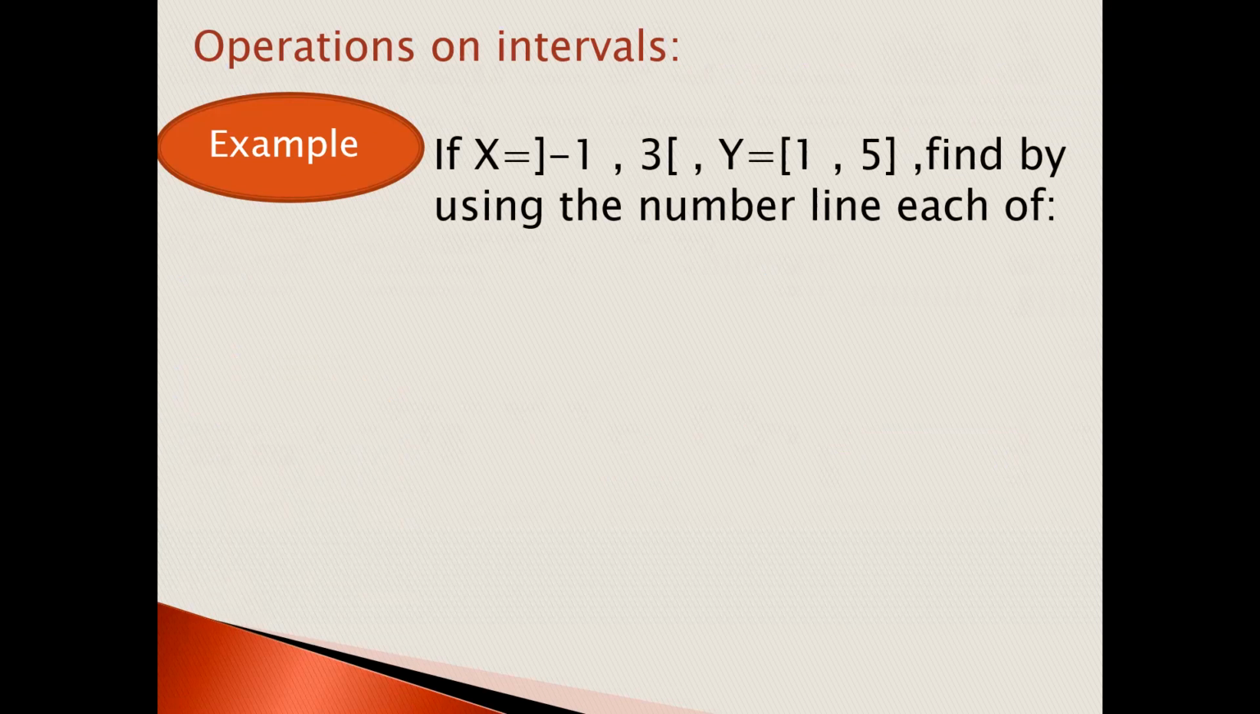Negative 1 and 3 open, so negative 1 is not included and 3 is not included. Why are 1 and 5 closed? Here, find using the number line each of the following.